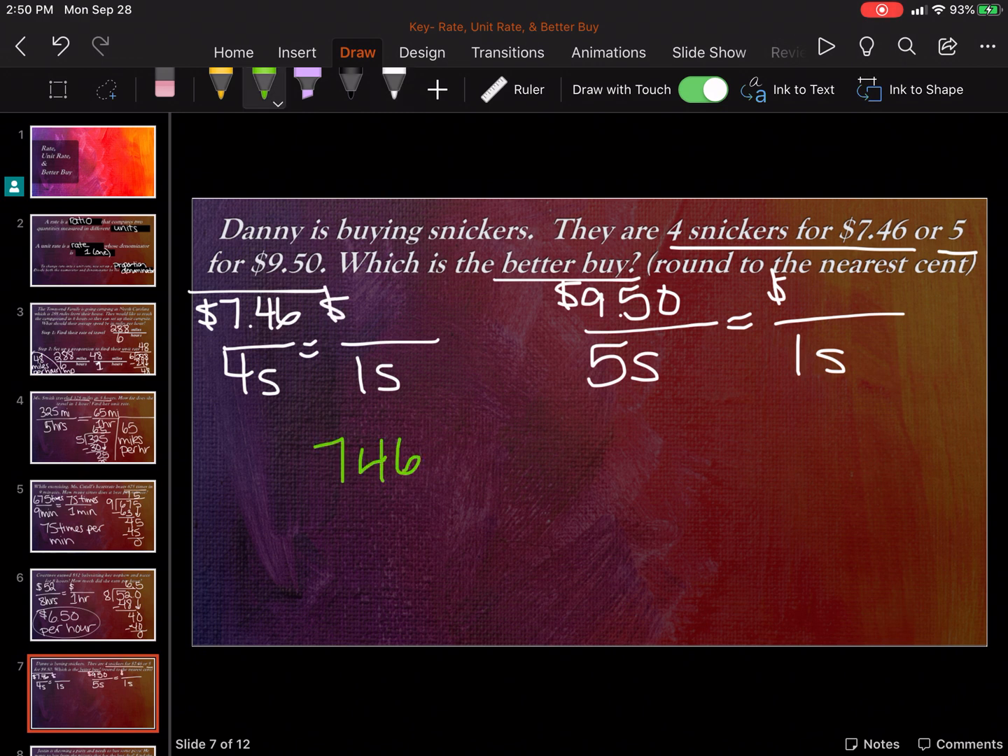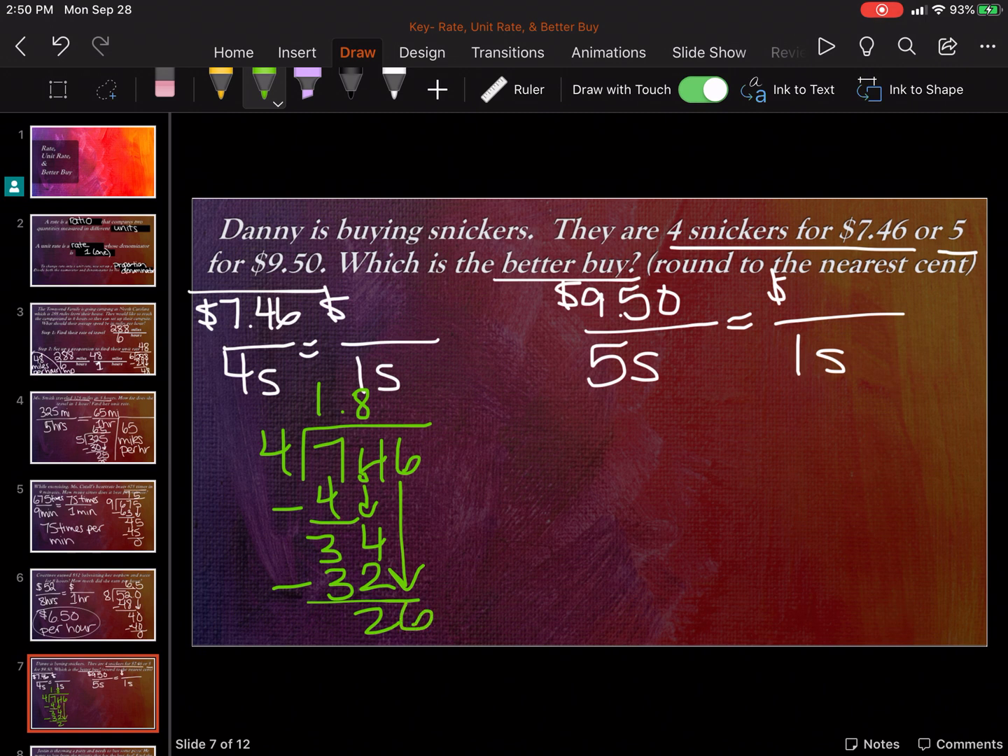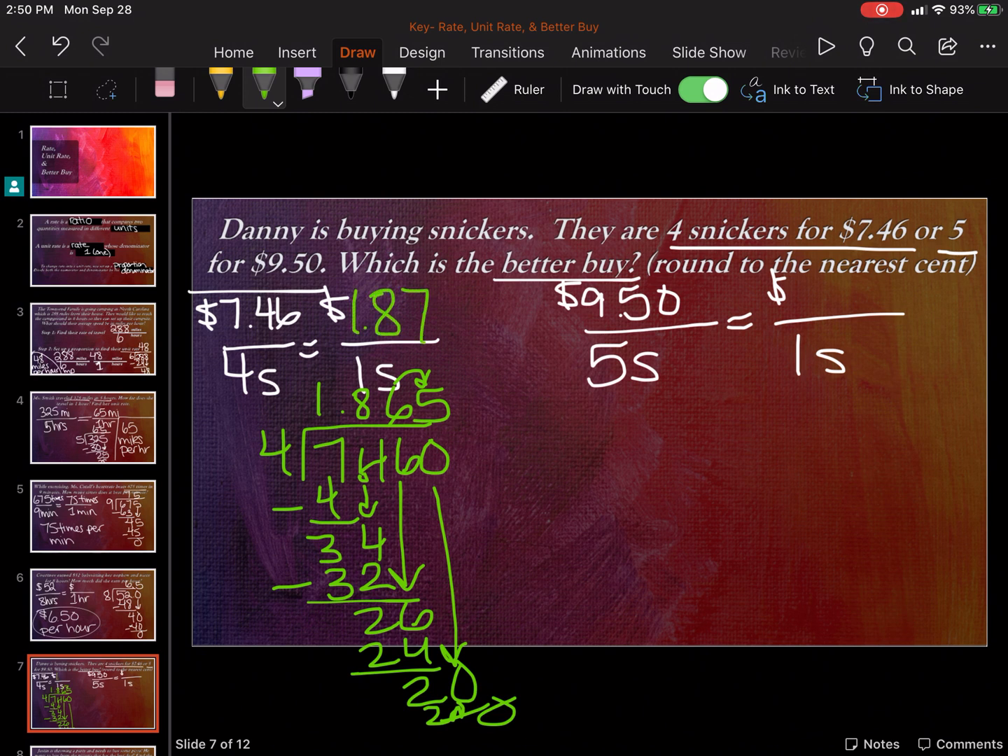So 7.46 divided by 4 goes in 1 time. 3 left over. Okay, goes in 8 times. 32, 2 left over. Bring down the 6. 6 times is 24, 2 left over. Add a 0 and bring it down. We got to keep going. Goes in 5 times. Okay, so this is really important. We can't have 3 numbers behind our decimal for money, so we need to round it. The 5 tells the 6 to raise the score, so it's $1.87.